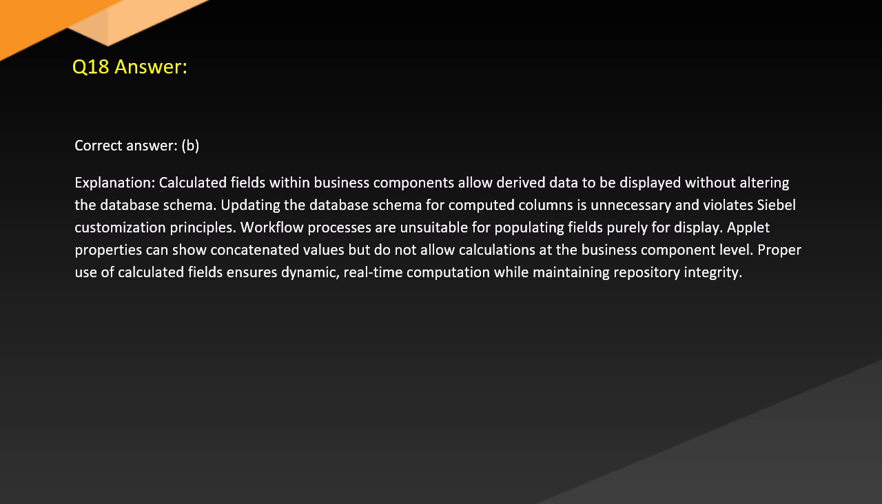Answer. Correct answer. B. Explanation. Calculated fields within business components allow derived data to be displayed without altering the database schema. Updating the database schema for computed columns is unnecessary and violates Siebel customization principles. Workflow processes are unsuitable for populating fields purely for display. Applet properties can show concatenated values but do not allow calculations at the business component level. Proper use of calculated fields ensures dynamic, real-time computation while maintaining repository integrity.